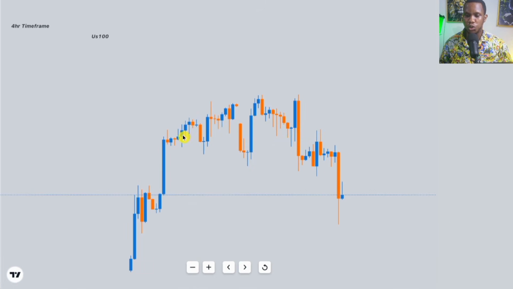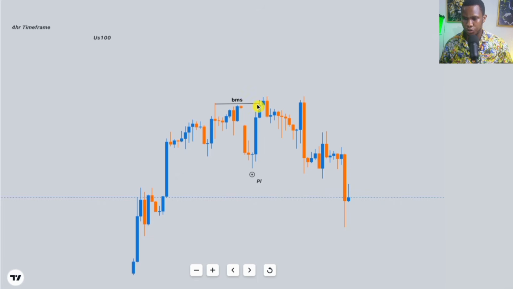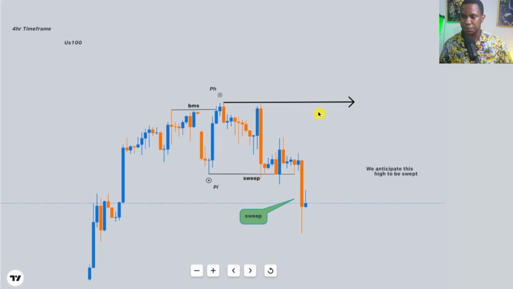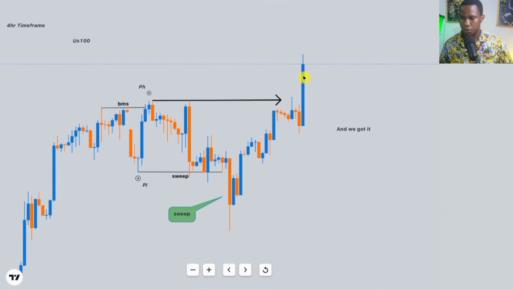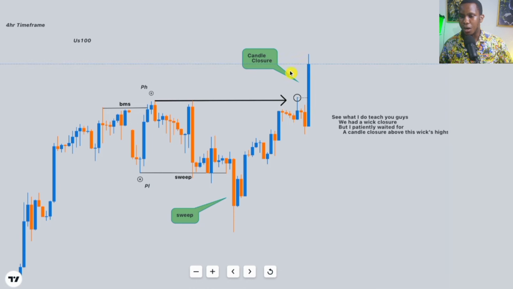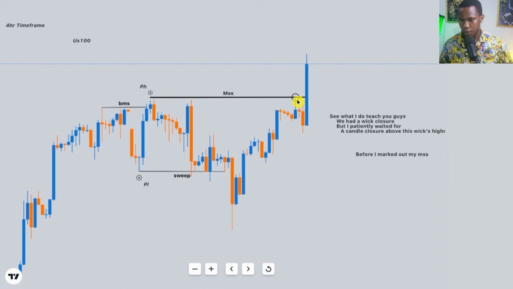So this is US 100, the 4-hour time frame, guys. Can you see this is a break of market structure? This is our previous low and this is our previous high. Can you see how we had our sweep of the previous low, guys? And we anticipate this previous high to be swept, and we got it, guys. This is why I teach you guys. We had our wick closure here, but I patiently waited for our candle closure above this wick before I marked out my market structure shift like this.